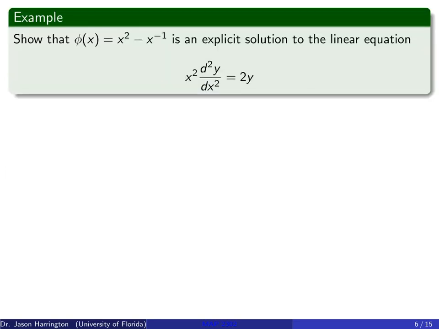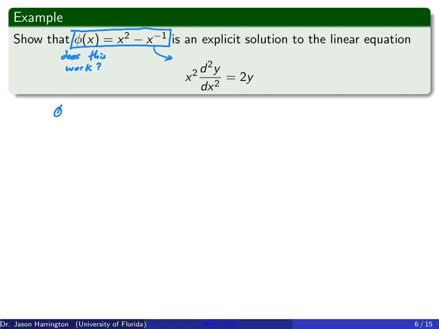All right, so let's do the first example. It says, show that phi of x is equal to x squared minus x to the negative 1 is an explicit solution to the linear equation x squared times the second derivative of y with respect to x is equal to twice y. Now really all this is saying is I want to put this function inside the ODE and just ask, does it work? It's really just a yes or no question. Either it does or it doesn't.